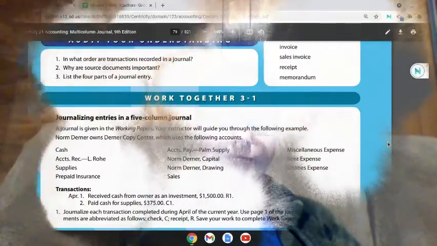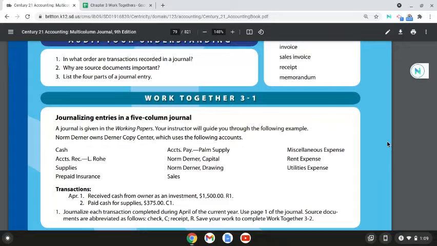Today, I will be going over the 3-1 work together. So let's jump right into the video. As I had stated before, I'm going to be going over the 3-1 work together. In the last video, I read over the 3-1 text. If you did miss that video for any reason, please click the link in the description. But anyway, today I will be going over the 3-1 work together, where we will be journalizing entries in a 5-column journal. So the instructions say, a journal is given in the working papers. Your instructor will guide you through the following example.